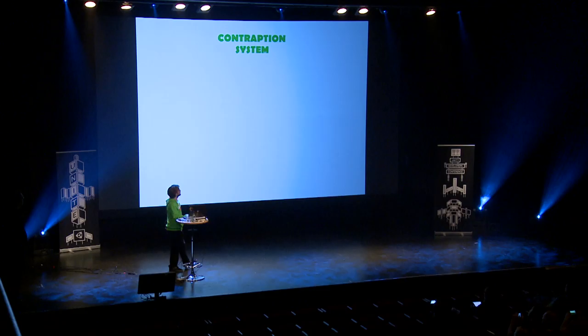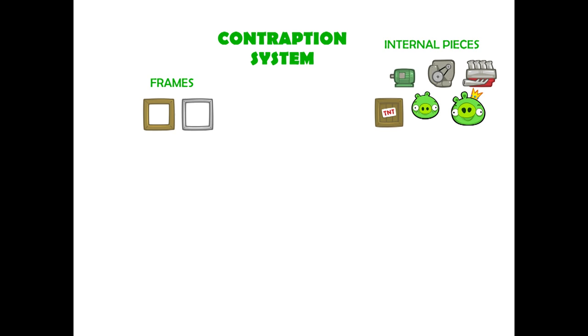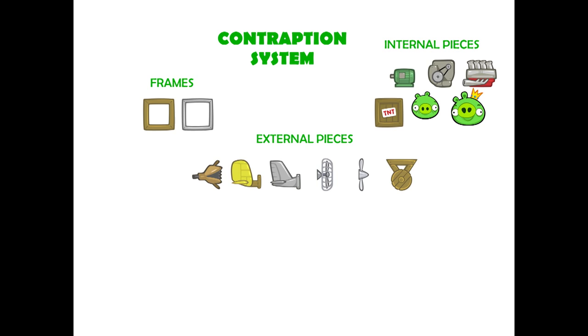And the types of categories, pieces we have in this are the frames, which form the body of the car. That's the main structure. Then we have internal pieces that the player can put inside frames. There's external pieces that are attached to one side of the frame. And then there's not really even exceptions, but cases to this.